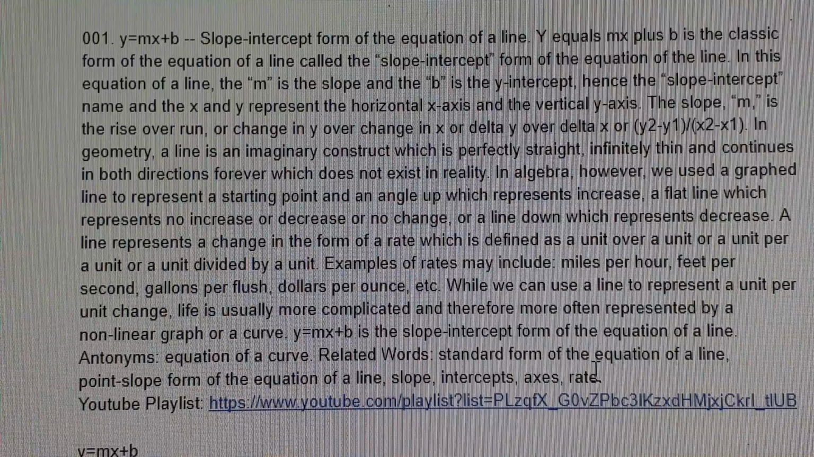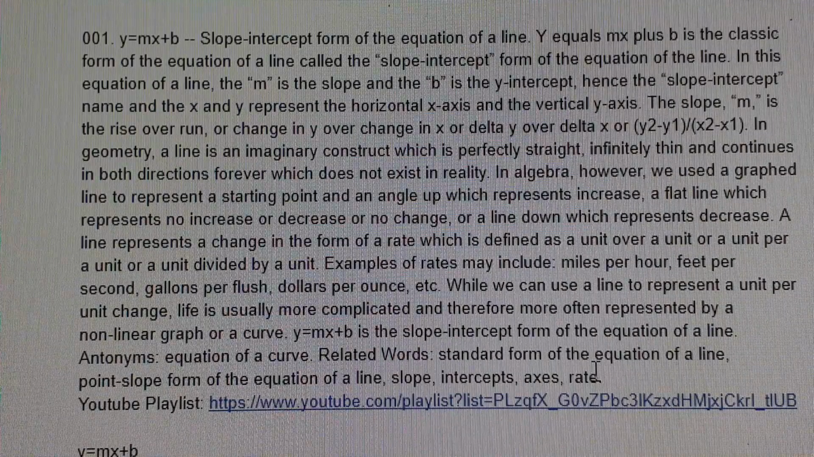In this equation of a line, the "m" is the slope, and the "b" is the y-intercept. Hence the "slope-intercept" name, and the x and y represent the horizontal x-axis and the vertical y-axis.